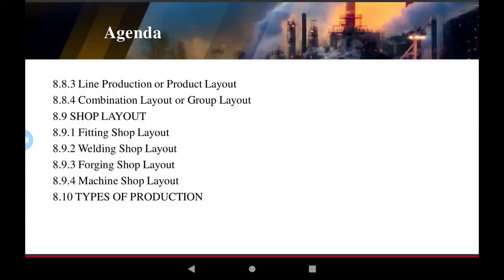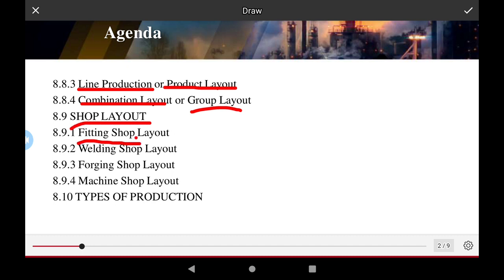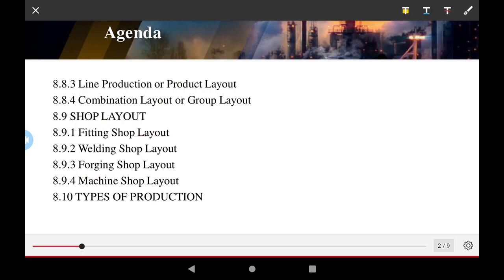The agenda for today covers the main topics in this video: line production and product layout, combination layout or group layout, the shop layouts (fitting shop, welding shop, forging shop and machine shop), and types of production. All of these topics are presented in more detail.